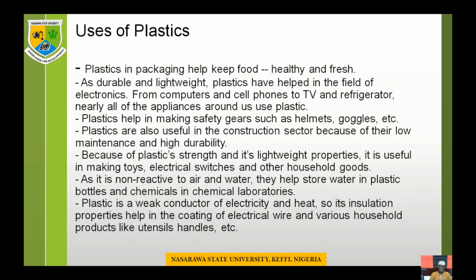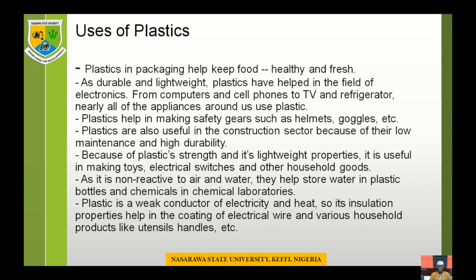Uses of plastics. 1. Plastics in packaging help keep food healthy and fresh. 2. As durable and lightweight materials, plastics have helped in the field of electronics, from computers and cell phones to TV and refrigerator. Nearly all of the appliances around us use plastics. 3. Plastics help in making safety gears such as helmets, goggles, etc.